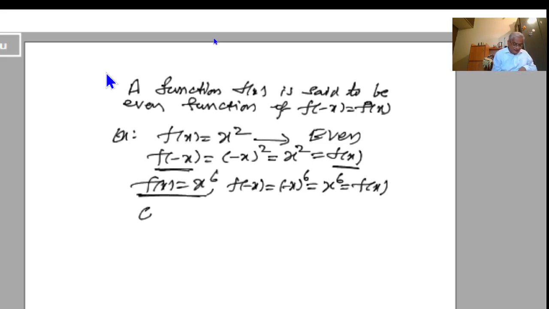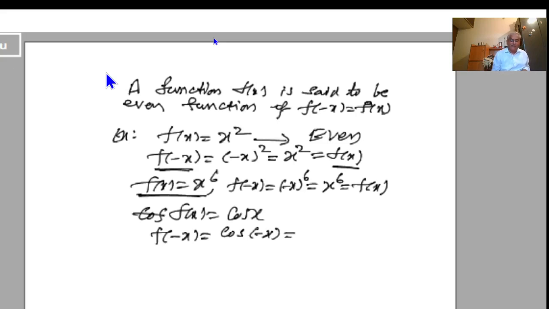And if we consider f of x equal to say cos x, then what about f of minus x? Replacing x by minus x, we get here cos of minus x. But what is cos of minus x? This lies in the fourth quadrant. In the fourth quadrant, cos is positive. So cos of minus x equal to cos of x. This is nothing but f of x. So therefore cos x is an even function.